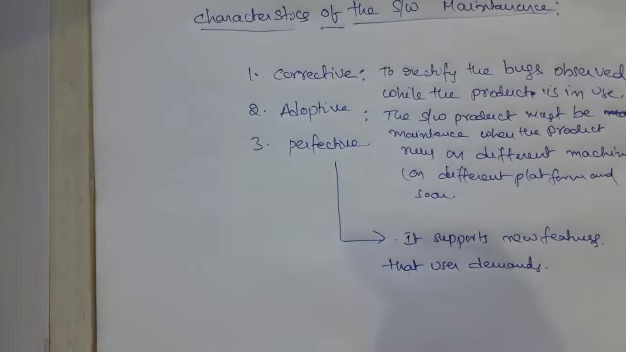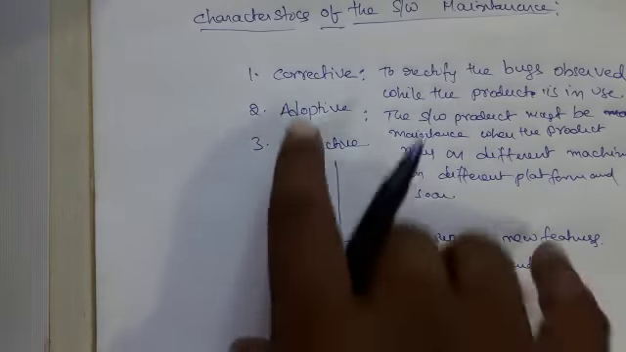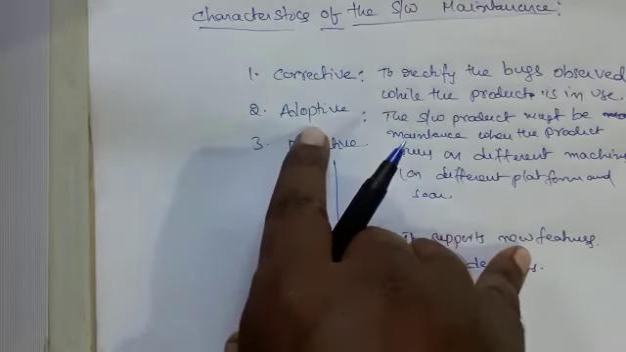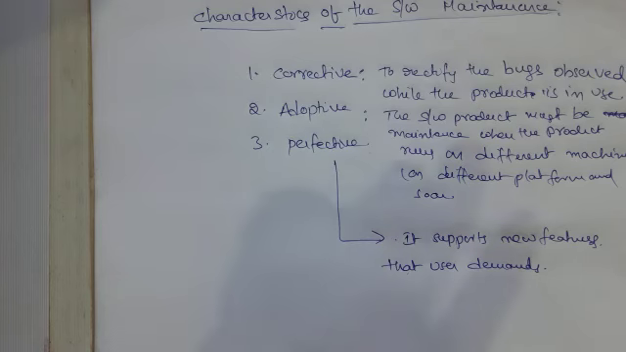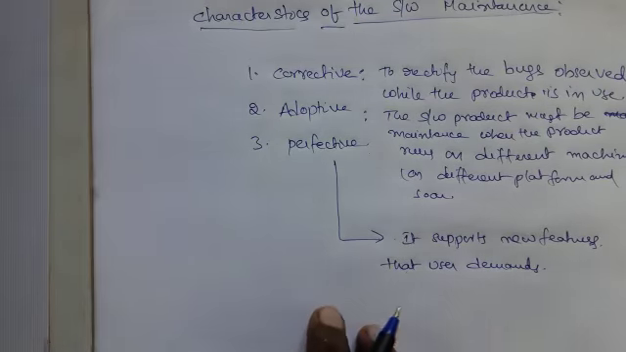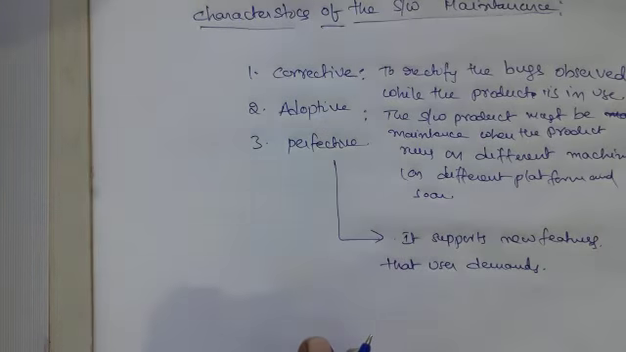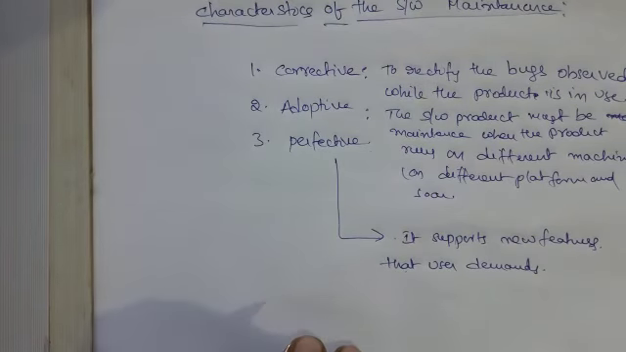So the software maintenance has three important characteristics. One is corrective, second is adaptive, and third is perfective. Corrective means to rectify the bugs observed while the software product is used. Adaptive means the software product can be run on different kinds of machines. That is called the adaptive approach. And next one is perfective. Perfective means it supports new features depending on the user demands. Those are the three types of characteristics in software maintenance.